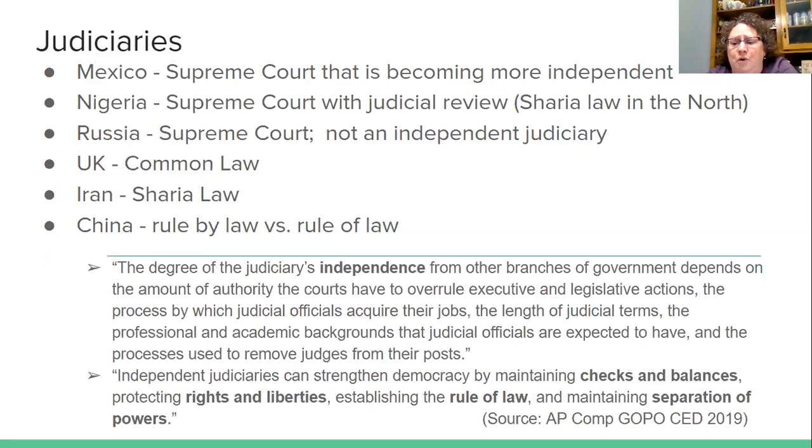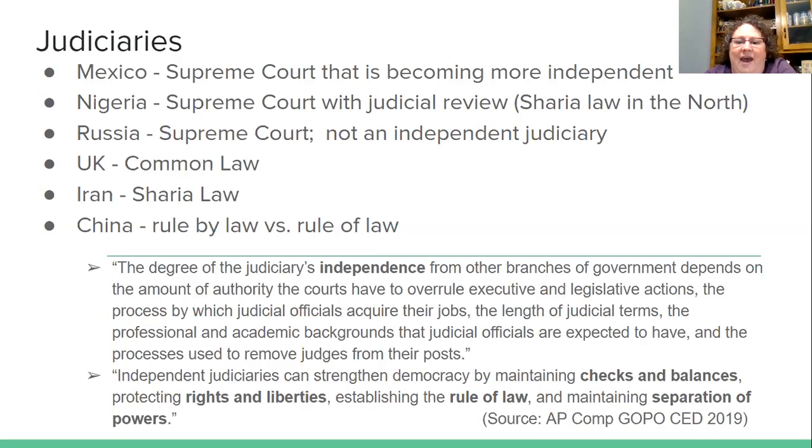But they are becoming more and more independent and actually using judicial review. This is why Mexico has really advanced in their democracy, making sure that rule of law happens, that there are laws and that they are followed, that it's not just the president arbitrarily making a rule.